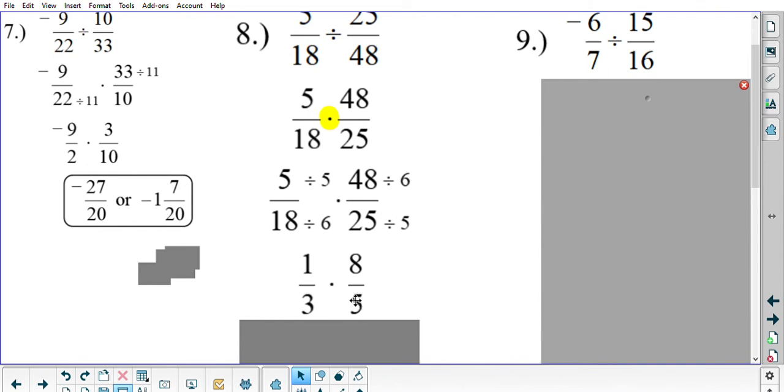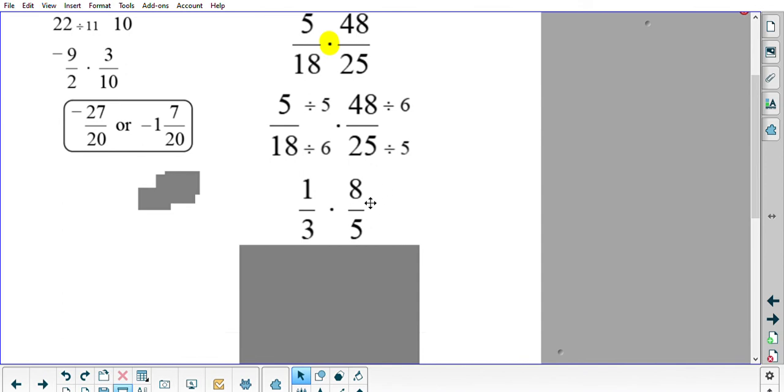Look how easy the multiplication now would be. Can you imagine how annoying the multiplication would have been earlier? 5 times 48, 18 times 25, and then you would have had these 3-digit numerators and denominators you would have had to reduce by, maybe even 4 digits. Not fun. This is why it is so nice whenever you can reduce numerators by denominators when there's times in between. It makes your life easier.